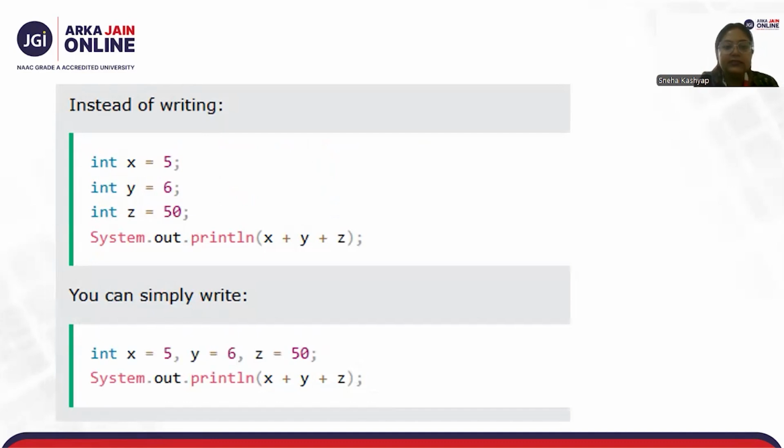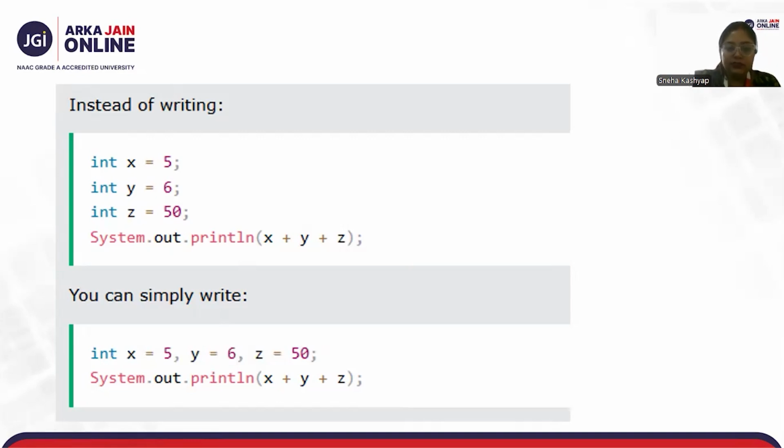Okay, now let's see what are the different ways of writing a variable. Now let's take a first example. For the first example, I've taken three variables, right? So three variables are my x, y, and z. The first variable x is being assigned the value 5. For y, the value is 6, and for z, the value is 50.